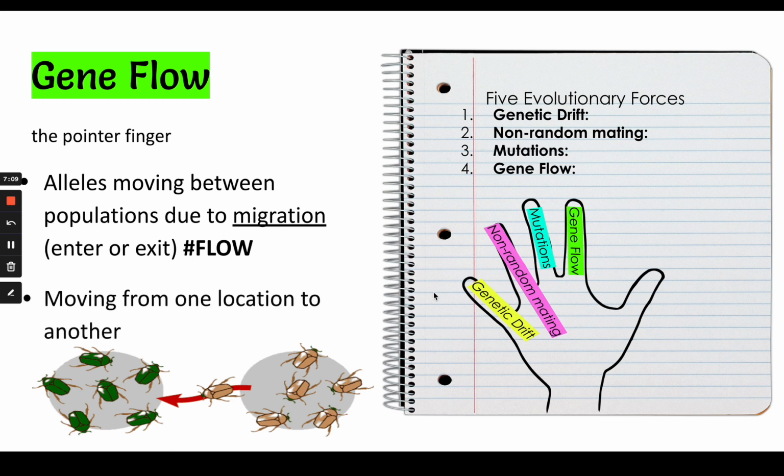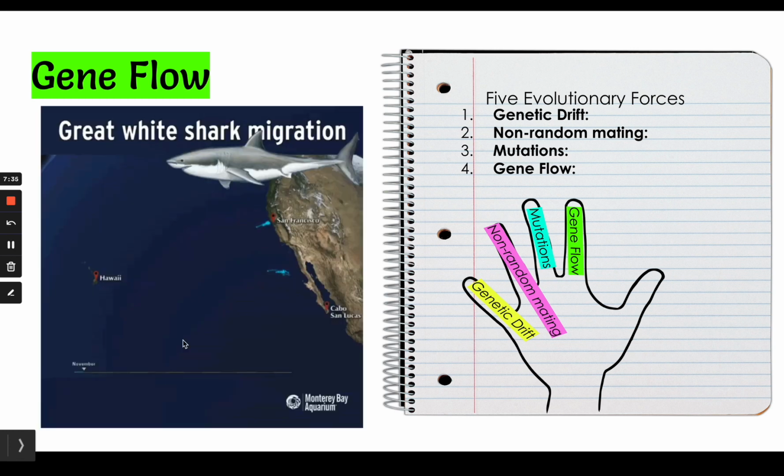So here in this picture, you can see we have two populations of beetles. We've got the green ones and the brown ones. We see one brown individual beetle is actually leaving the population. That does change the allele frequencies of this population of the brown beetles. But by entering into the green beetle population, you're now mixing and introducing new alleles. So that is gene flow.